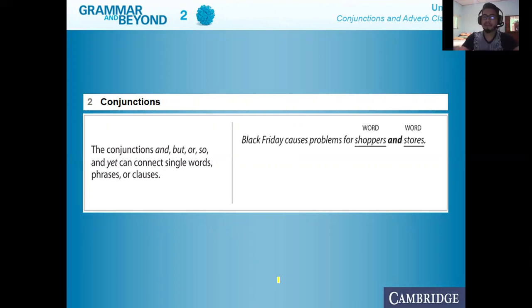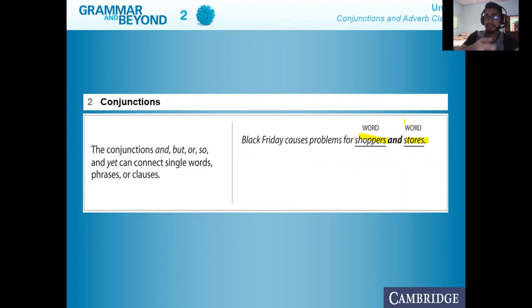So right now, we have this example. Black Friday causes problems for shoppers and stores, okay? You see over here that we have the word shoppers, and here we have the word stores, which means that both of them are nouns. And since both of them are nouns, that means that we're talking about a series of words. Since I have a noun over here and another noun over here, I can use a conjunction to join them.